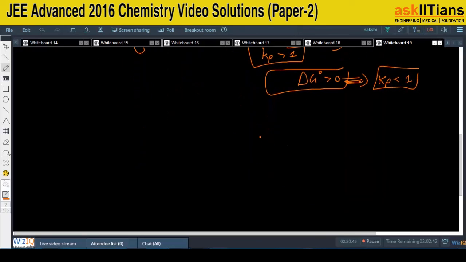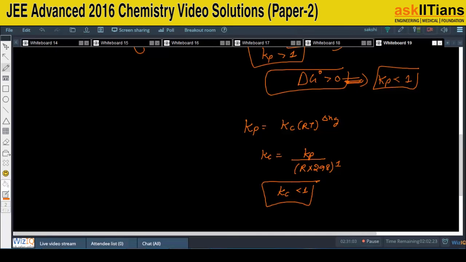Let's not forget about option number D. Option number D is Kp is equal to Kc into RT raised to the power delta Ng. So we can find Kc is equal to Kp divided by R into 298 raised to the power 1 only. So here also, if you solve it, you will get Kc is less than 1, and this is what has been given in option number D.